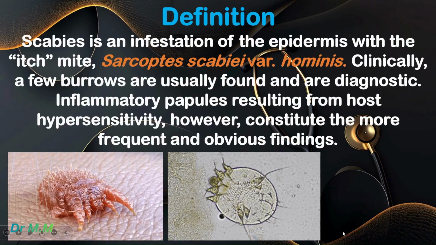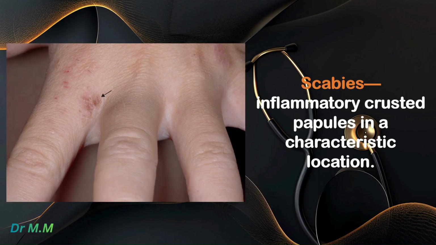Scabies. Definition. Scabies is an infestation of the epidermis with the itch mite, Sarcoptes scabiei var. hominis. Clinically, a few burrows are usually found and are diagnostic. Inflammatory papules resulting from host hypersensitivity, however, constitute the more frequent and obvious findings. Scabies, inflammatory crusted papules in a characteristic location.